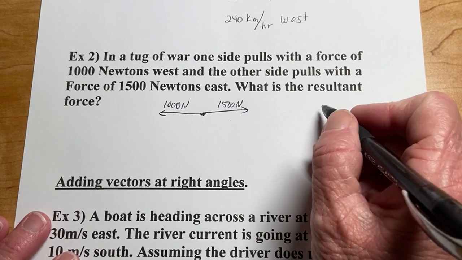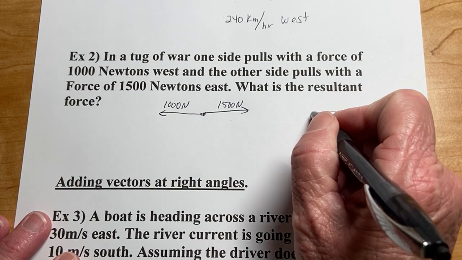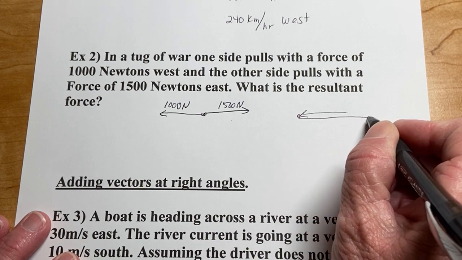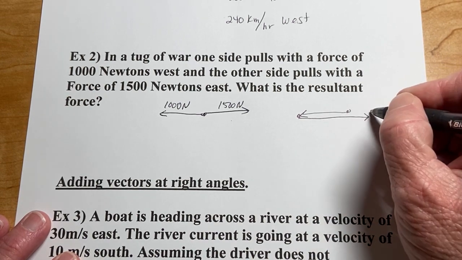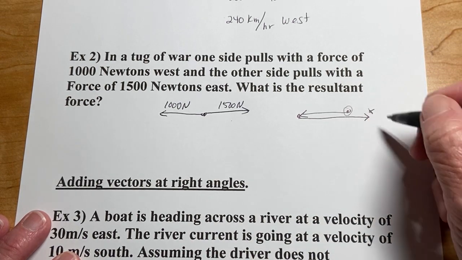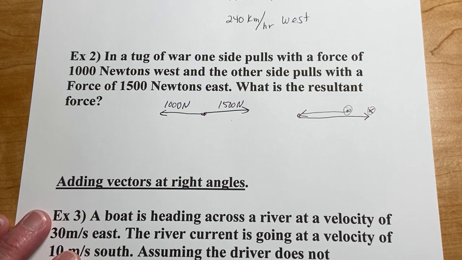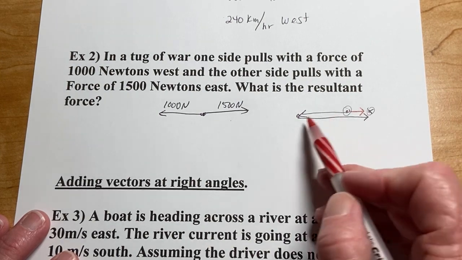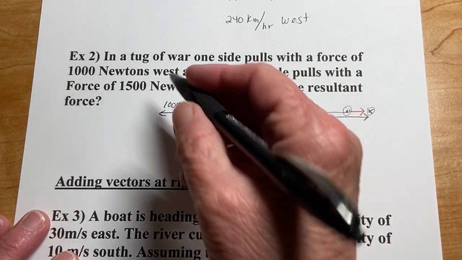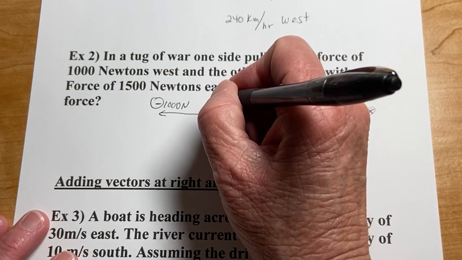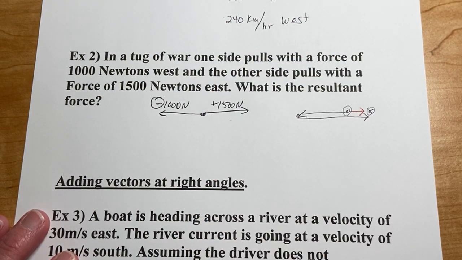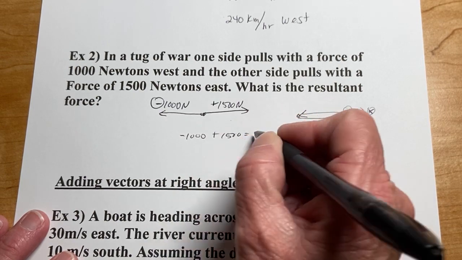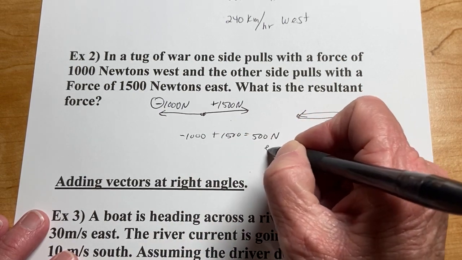If I draw them tip to tail, I go 1,000 west, and I start the next one, I just go back 1,500. Well, here's where I started, here's where I stopped. I usually use a dot where I started and an X. So if I change my color, my resultant, and again, this is not to scale, they cancel. So west is negative, east is positive. Mathematically, I'm going to take a negative 1,000 plus 1,500, and that's going to equal 500 newtons east.